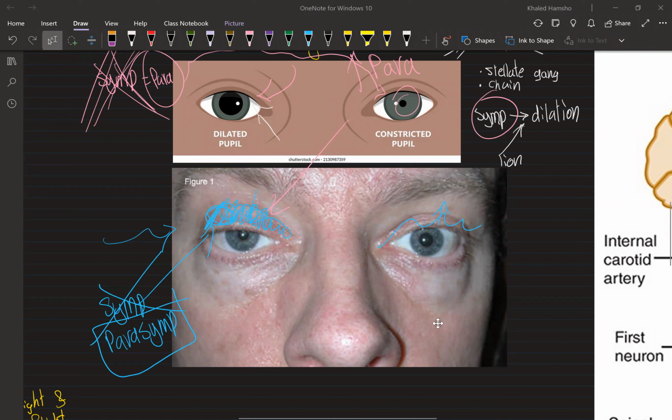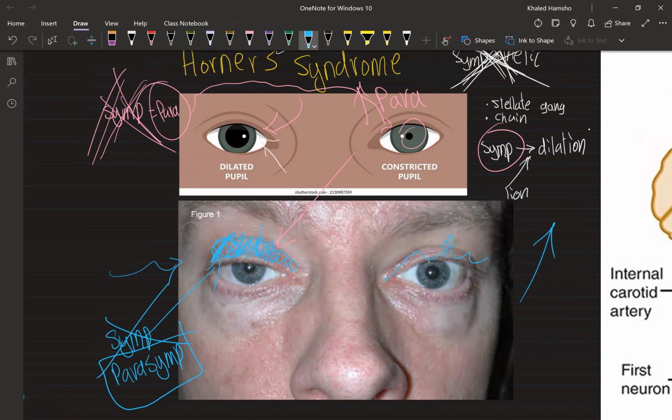No. Only one eye constricts because you have two chains. You have one chain on the right, one chain on the left. If you cut the one on the right, the right side is affected. That's what happens. This is normal over here.